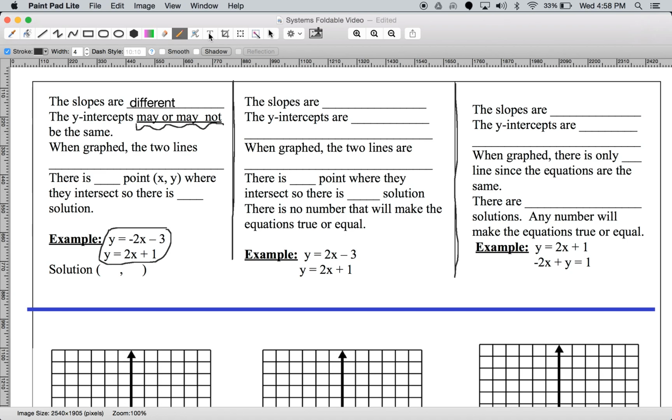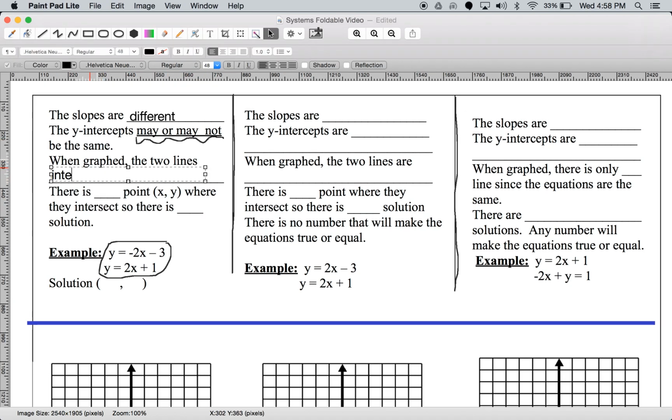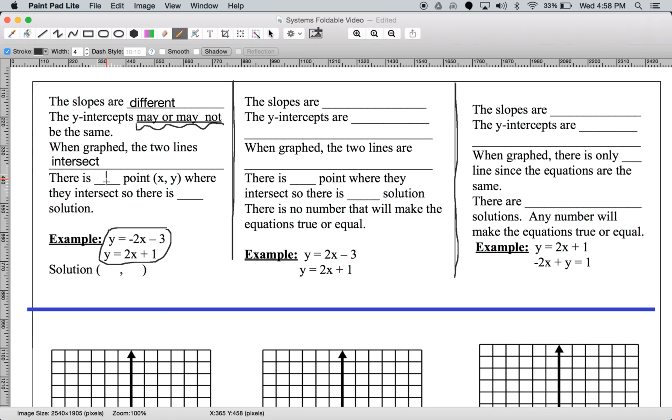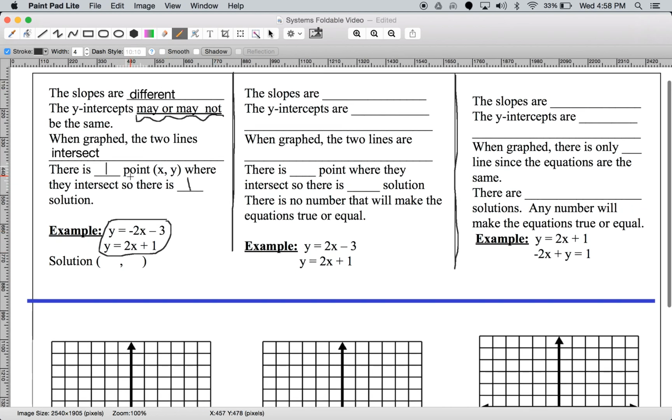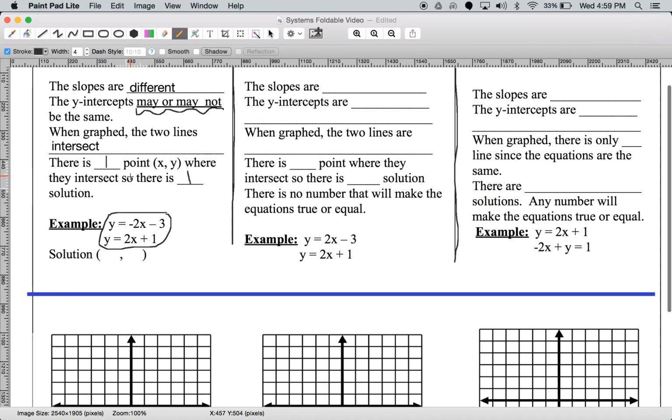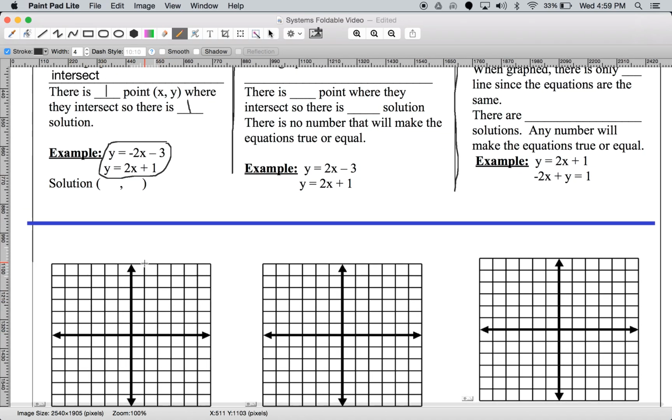When graphed, the two lines right here intersect. And that means because they intersect, there is one point, x and y, which is just a coordinate, where they intersect, so there is only one solution. Okay, so when you graph these lines, there's only going to be one place where they intersect. And we're going to graph them now. So if you need to, pause the video to fill in these blanks, make sure they're filled in completely. And then we're going to graph them and find our solution.